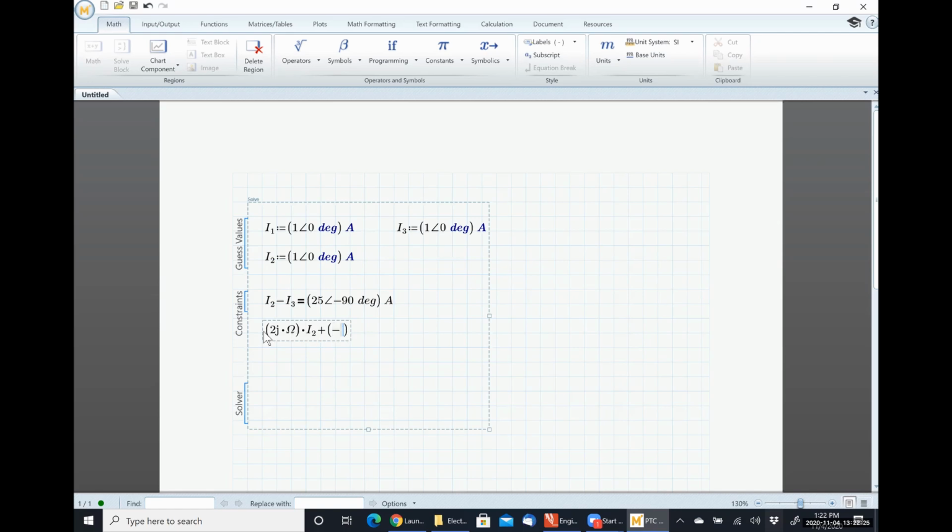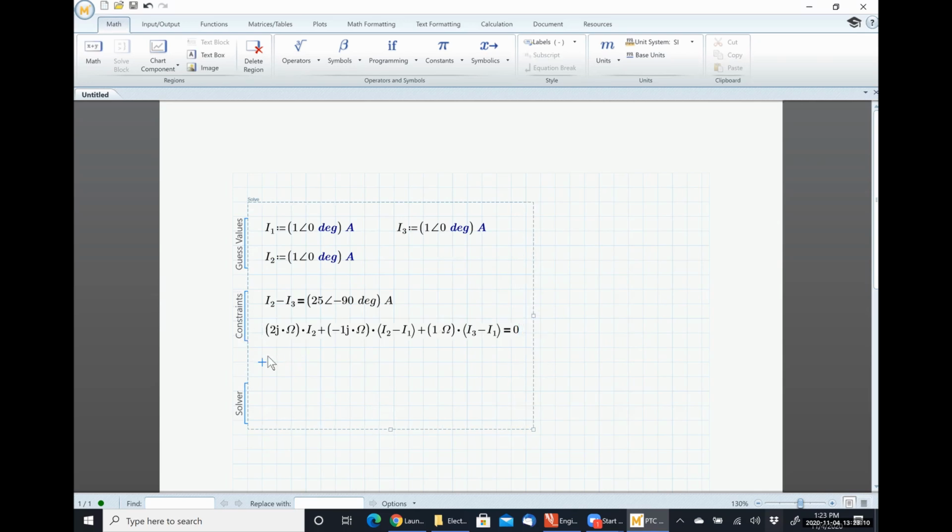Plus minus 1j ohms multiplied by I2 minus I1, plus 1 ohm multiplied by I3 minus I1 is equal to 0. Is that correct? You guys have the, hopefully, equations in front of you. I don't.